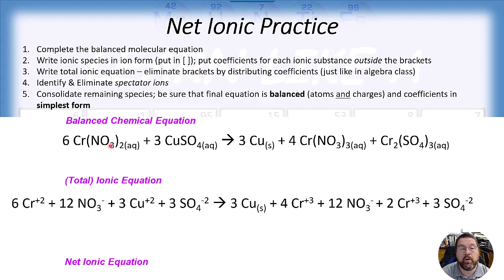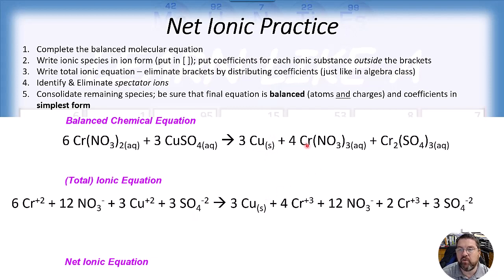So if you've got 6 chromium 2 nitrates, what that means is that you're going to end up with 6 chromium 2 ions. There's 2 nitrates times 6, which gives you your 12 nitrate ions. And again, all ions should be aqueous. I don't have it written here, but they should be aq. All right, 3 copper 2 sulfates, again aqueous, so you're going to get 3 copper 2 ions and 3 sulfate ions. Over here we have copper solid, so that's written in molecular form.